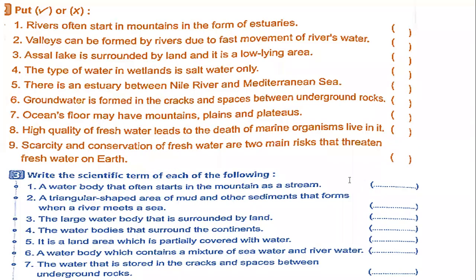So let's write quickly. Number one, a water body that often starts in the mountain as a stream. What starts in the mountain? Excellent, river. Number 2, a triangular shaped area of mud. Triangular, do you remember? Excellent, delta. Triangular, so it must be delta.